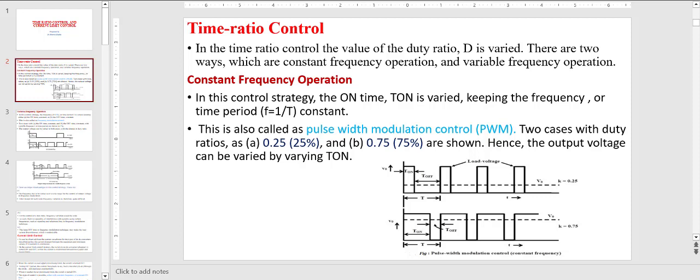Good morning. Today we are going to learn about the time ratio control. Power electronics voltage controllers are two types. One is time ratio control, and the second one is current limit control.